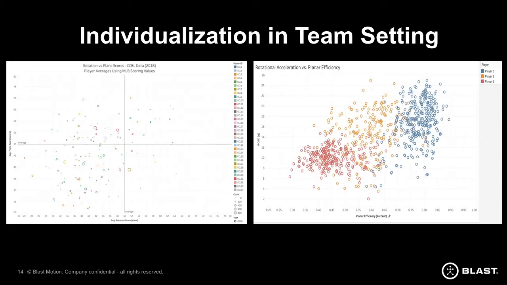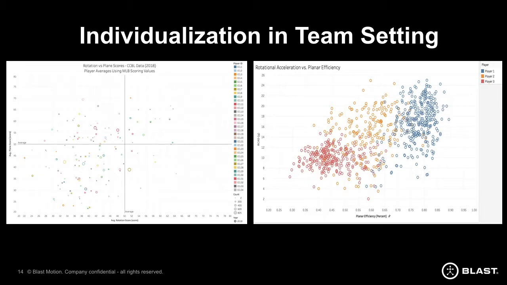The guys in the top left-hand quadrant have good rotation, but poor plane. The guys in the bottom right-hand quadrant have good plane, poor rotation, vice versa. The guys in the top right have above major league average plane and rotation. So how do you take that information and put together individual plans in a group setting?